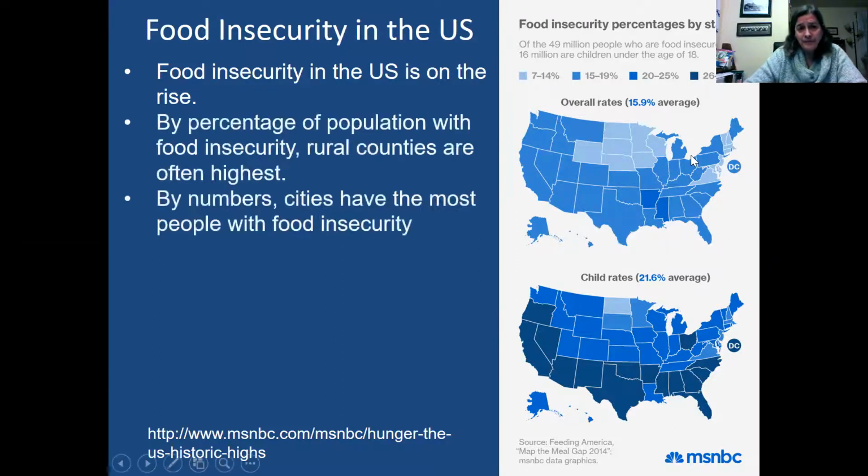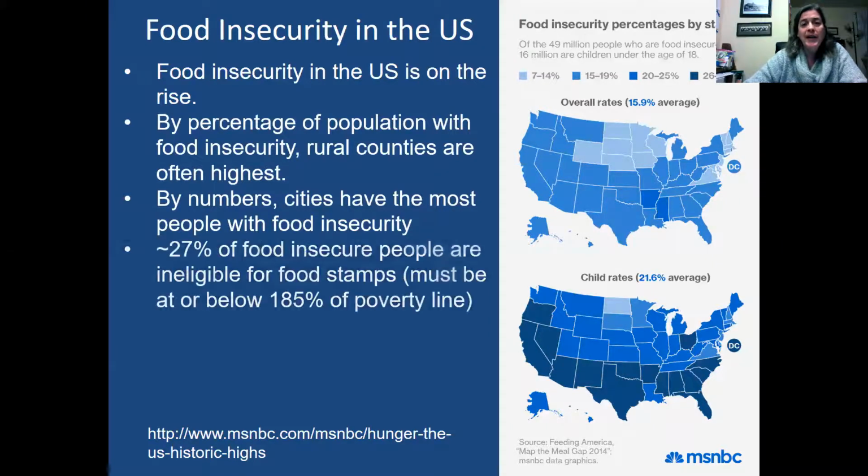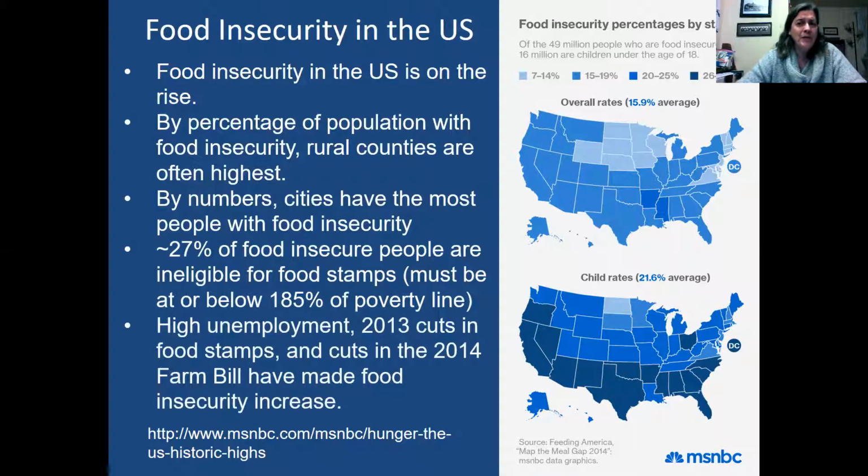By percentage of population, the upper graph shows overall rates for the entire population. The lower graph, sadly, shows rates among children, and it's higher among children than among adults. It says that by number, cities have the most people with food insecurity. About 27% of food insecure people are ineligible for food stamps. And I don't think those rules have changed since I made this slide. Things like high unemployment and cuts in food stamps have all made food insecurity increase.